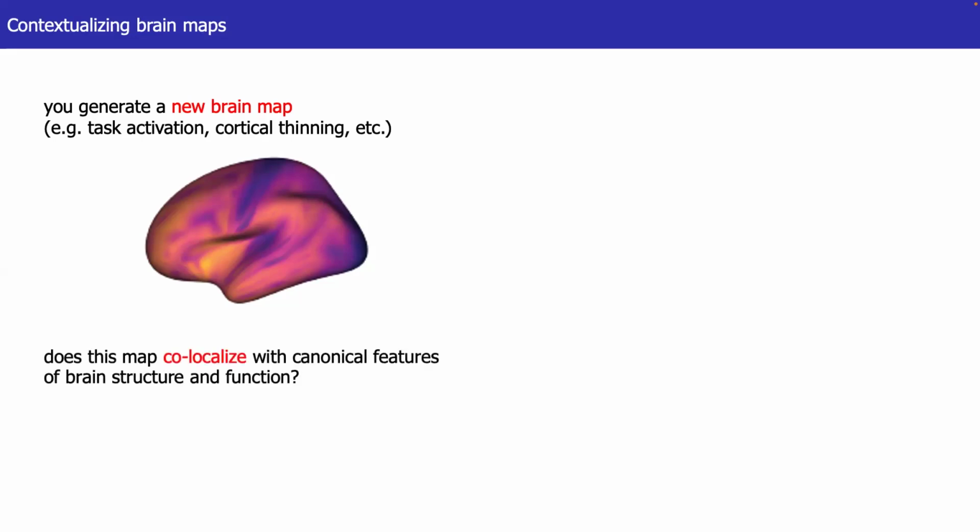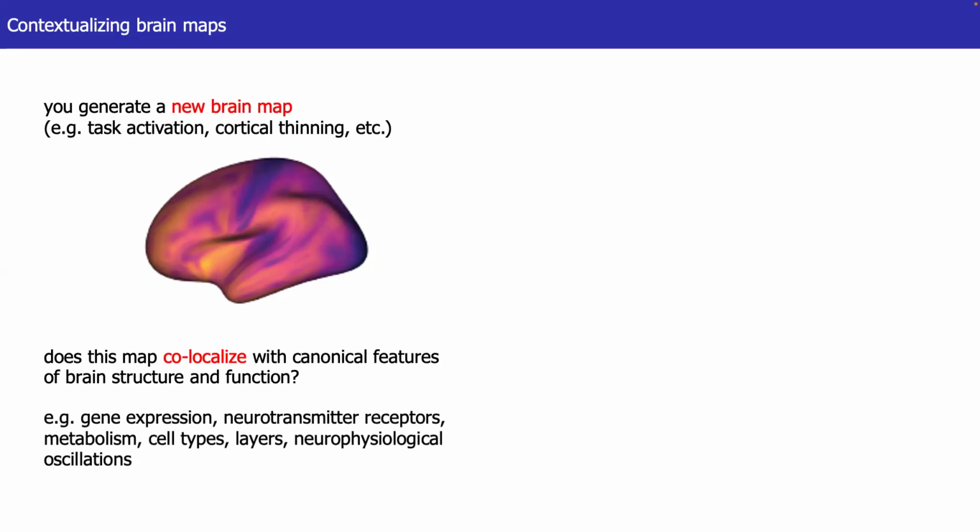Our day-to-day lives in the lab revolve around this basic problem: we are in the business of generating brain maps, whether we're doing cortical thinning in a disease, or task activation with fMRI with some cognitive manipulation, whatever. We have this brain map, and what we ideally want to know is, does it look like any other biological feature? Does it co-localize with other measurements of structure and function?